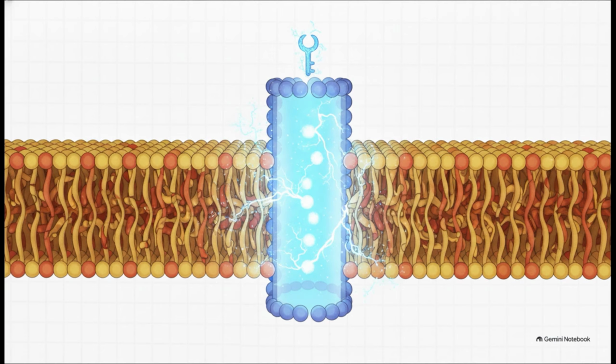If they open up because of an electrical change, they're voltage gated. If a chemical, like say a neurotransmitter, bumps into them to open the door, they're ligand-gated. These rapid-fire channels are basically the unsung heroes of your nervous system. They allow for the lightning-fast nerve impulse transmissions and muscle contractions that literally let you move and think.